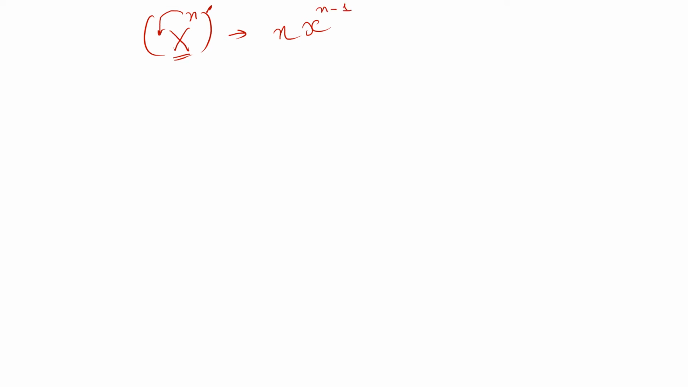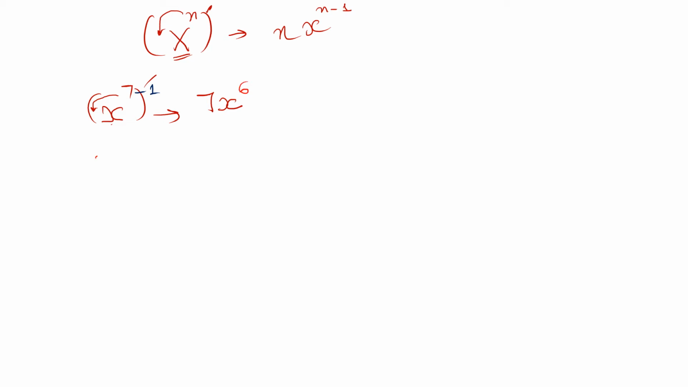So let's apply it by using a number like x to the power 7. How to take the derivative of x to the power 7? Bring the 7 before the x, write this x as it is, and from the power you have to subtract 1. So the power will become 6.